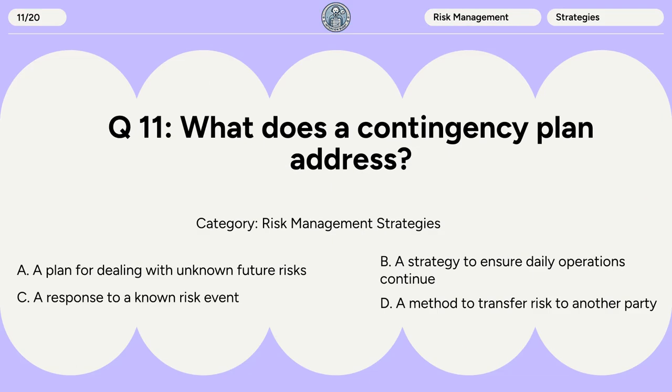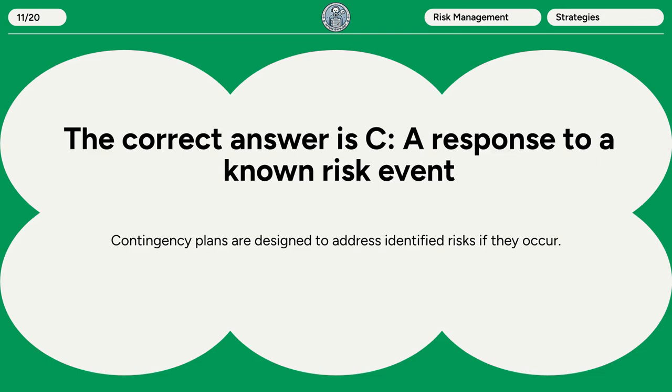Question 11. What does a contingency plan address? A. A plan for dealing with unknown future risks. B. A strategy to ensure daily operations continue. C. A response to a known risk event. D. A method to transfer risk to another party. The correct answer is C. A response to a known risk event. Contingency plans are designed to address identified risks if they occur.